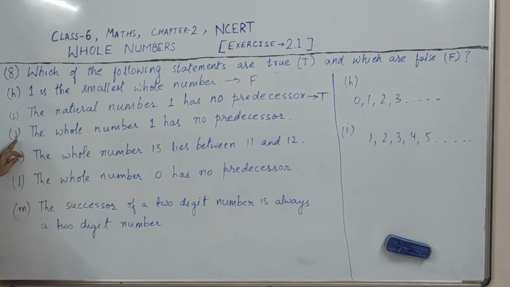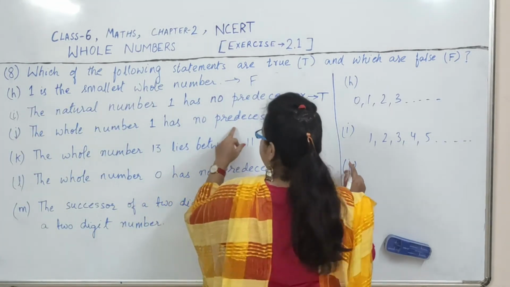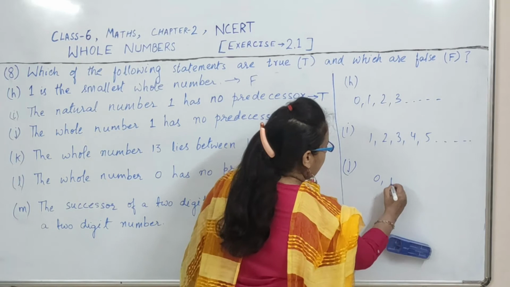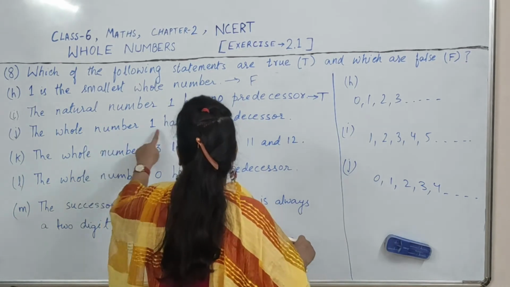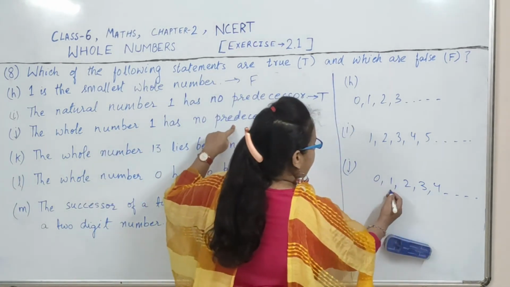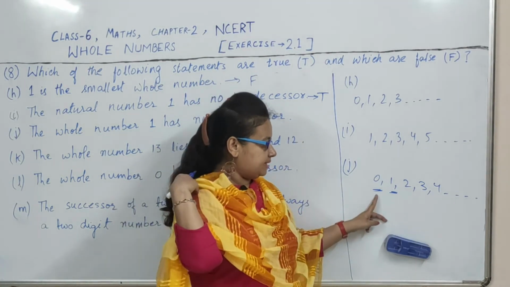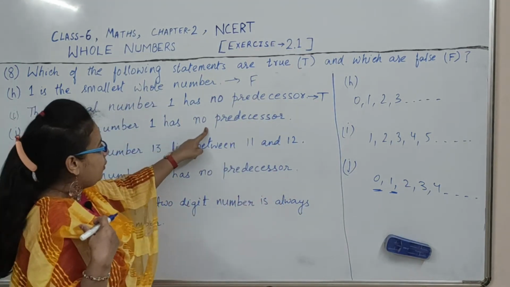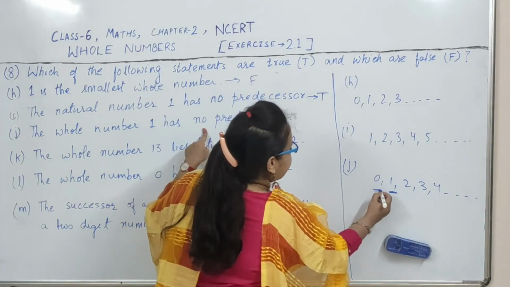Okay. Now let us see what is there in this question. J. The whole number 1 has no predecessor. What are the whole numbers? The whole numbers are 0, 1, 2, 3, 4 and so on. The whole number 1 has predecessor 0. Okay. The whole number 1 has which predecessor? It has 0 as its predecessor. So the whole number 1 has no predecessor. It is a wrong statement, because the whole number 1 has a predecessor.